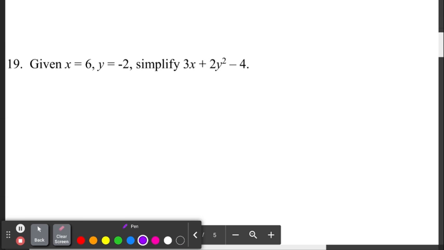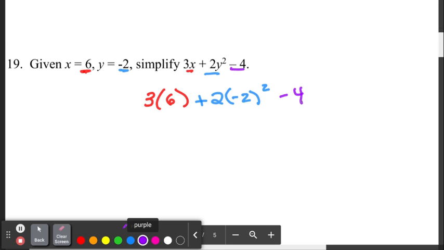Given x equals 6, y equals -2, simplify 3 times x plus 2 times y squared minus 4. So we have x equals 6, so I'm going to plug that in there. 3 times x is 3 times 6. And now we have this part. Plus 2y squared means 2 times y squared. And in this case, y is -2. And then I'm just going to take this -4 and bring it down. Since the minus is just by the 4, it's not -4, it's minus 4.